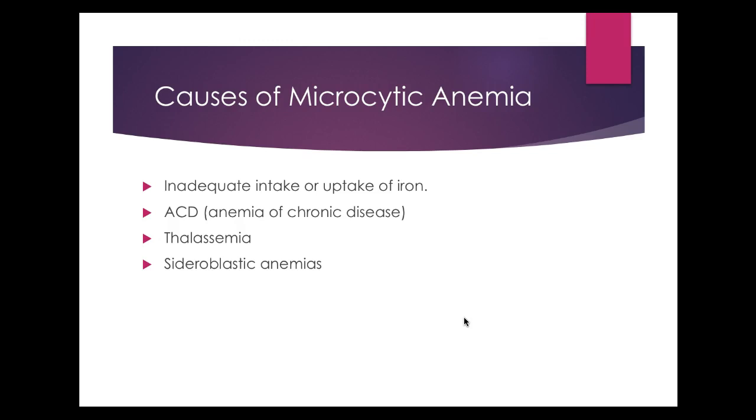So if you have kidney disease, that's really common, cancers and that kind of stuff. We're not going to talk about thalassemia or sideroblastic anemias. All of these are part of microcytic anemias. So your hemoglobin, hematocrit will be low and your MCV is going to be low. All right, so inadequate intake or uptake of iron, or anemia of chronic disease. When we say inadequate uptake of iron, you could be losing blood. When you think iron deficiency anemia, the first thing you want to do is exclude or rule out GI bleed.